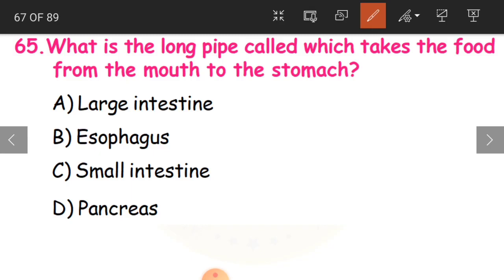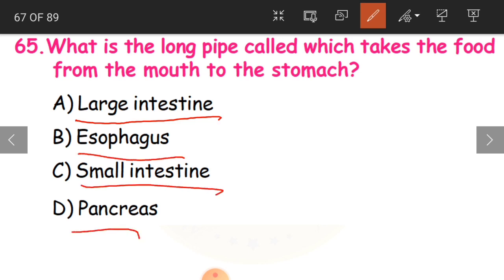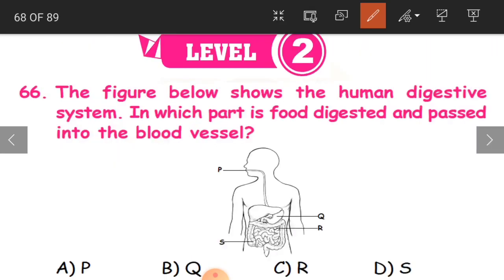And what is this long pipe called? Is it large intestine, esophagus, small intestine, or pancreas? Okay, and the answer is esophagus. B is the correct answer. Clear, children?